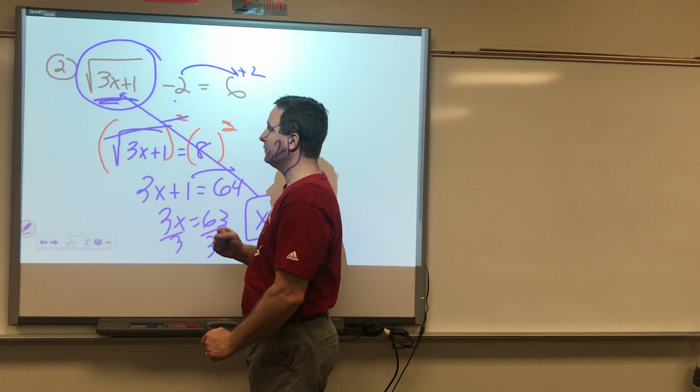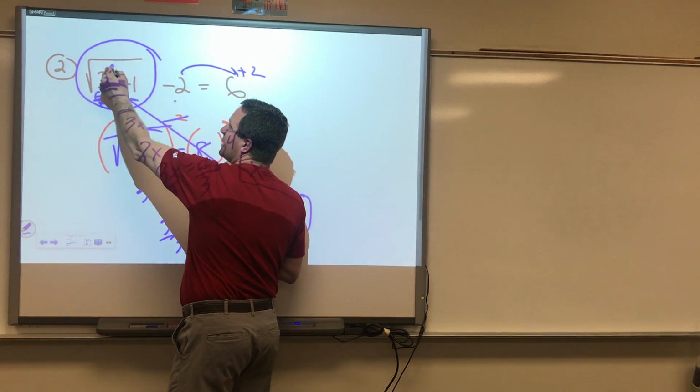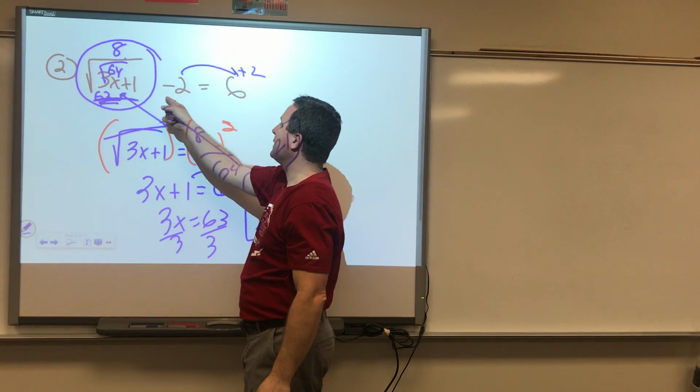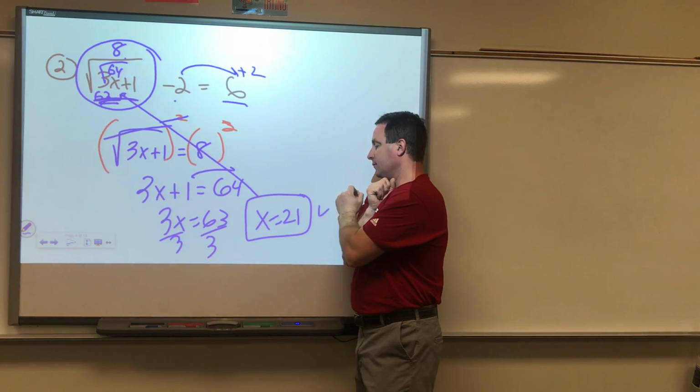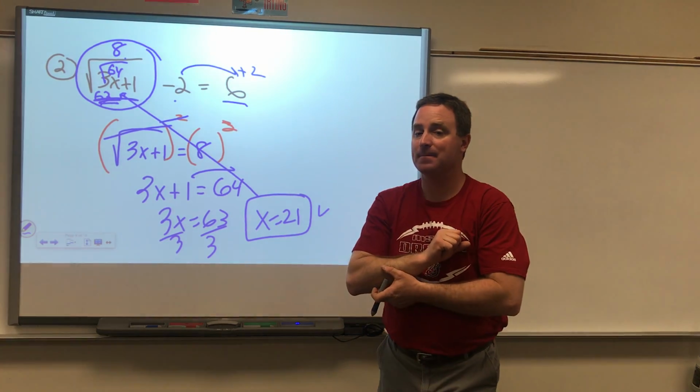21 times 3 was 63. 63 plus 1 is 64. The square root of 64 is 8. And 8 minus 2 is 6. So again, it works.